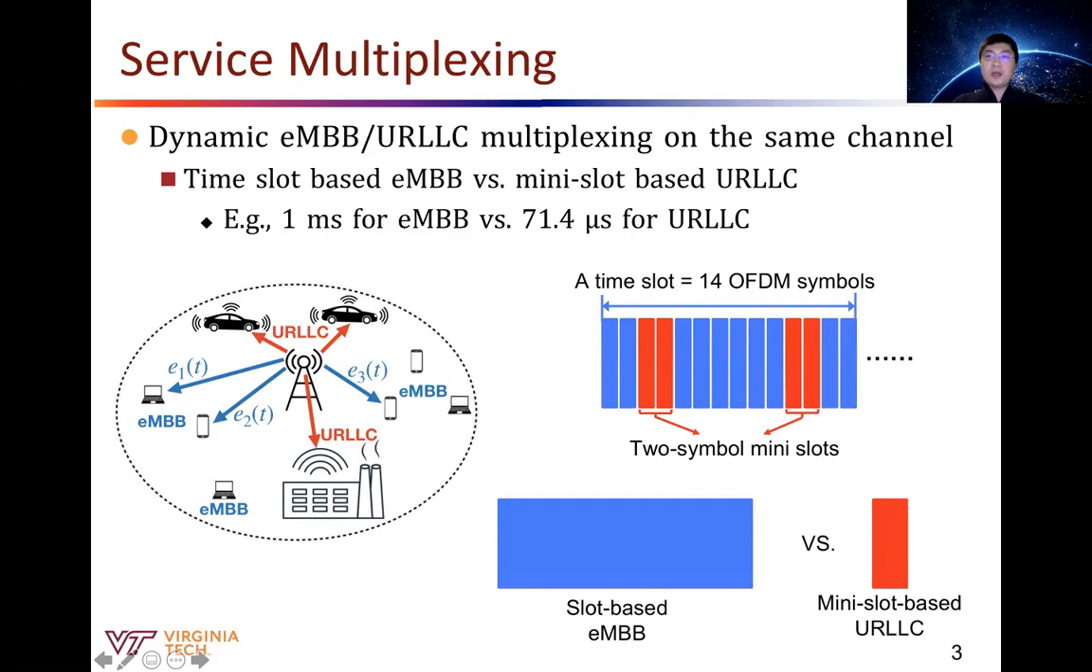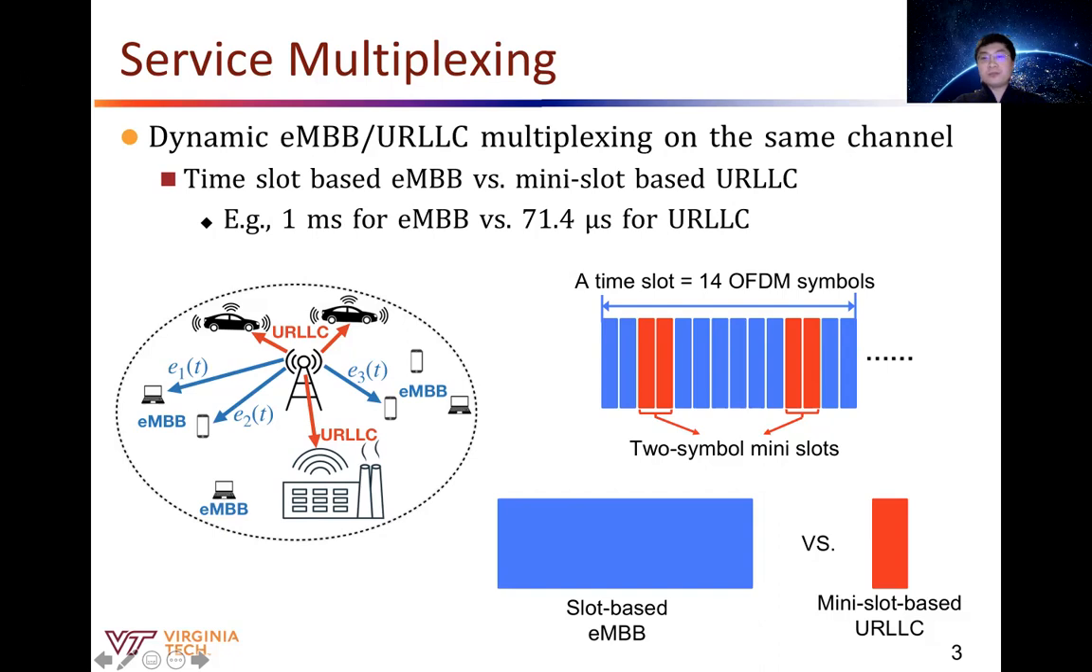In contrast, in order to minimize the transmission latency, URLLC data traffic is transmitted in mini-slots, where a mini-slot can be as short as 2 OFDM symbols. For example, a 2-symbol mini-slot is merely 71 microseconds under numerology 0. Then a key question is, how can we arrange the slot-based eMBB transmissions and the mini-slot-based URLLC data traffic on the same channel?